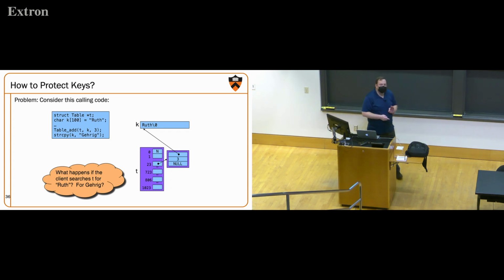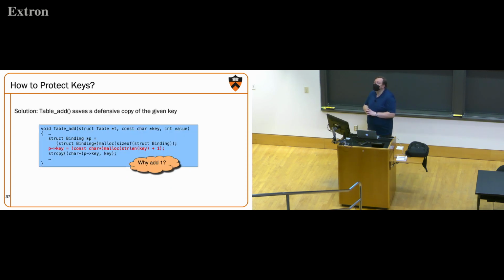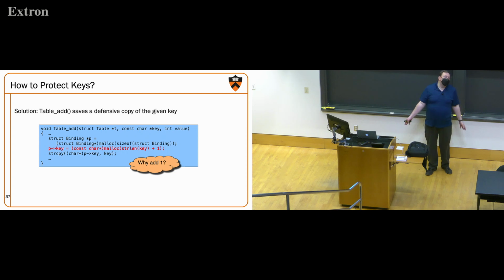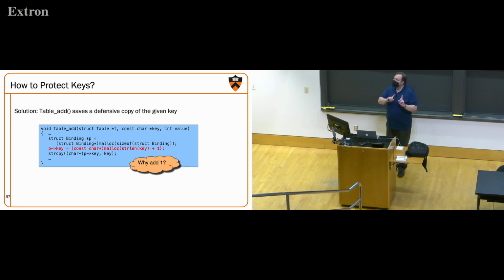So instead, what we're going to suggest is that you protect your keys by making a copy of the keys. So when you create a new binding, instead of just copying the pointer, you create a fresh copy in memory of the actual characters corresponding to the string, and the binding contains a pointer to that copy. So now, the rest of the program can do whatever it wants with the original string, and your data structure is still happy, it is still internally consistent, and it still works.